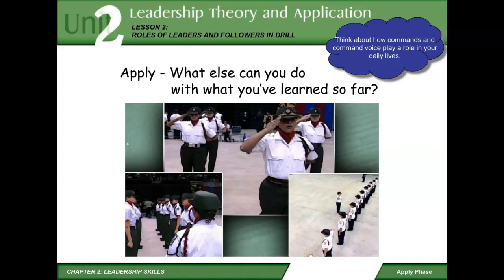So if we think about what we've talked about with the roles of leaders and followers in drill, one of the things that's really important to also pay attention to is the fact that we experience this idea of being a leader or being a follower in all aspects of our life. There are times where we're in charge. There's times when someone else is in charge.